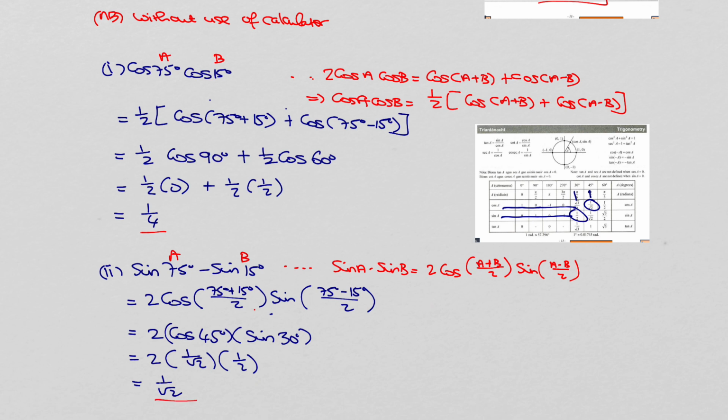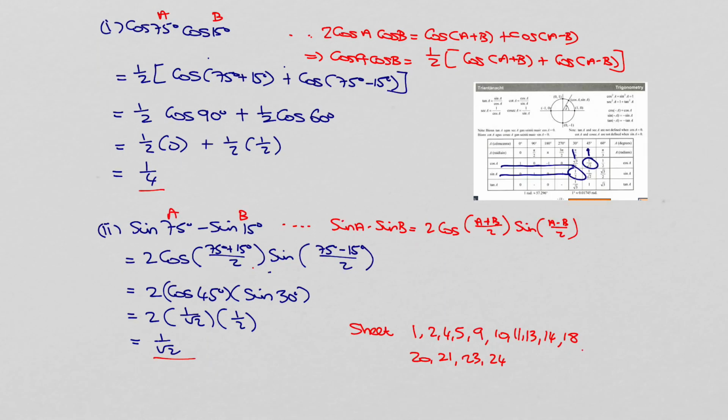Okay, so what you're going to do for me is, again, on the second sheet, labelled sum difference to product, you're going to do the following questions. So 1, 2, 4, 5, 9, 10, 11, 13, 14, 18, 20, 21, 23, and 24.